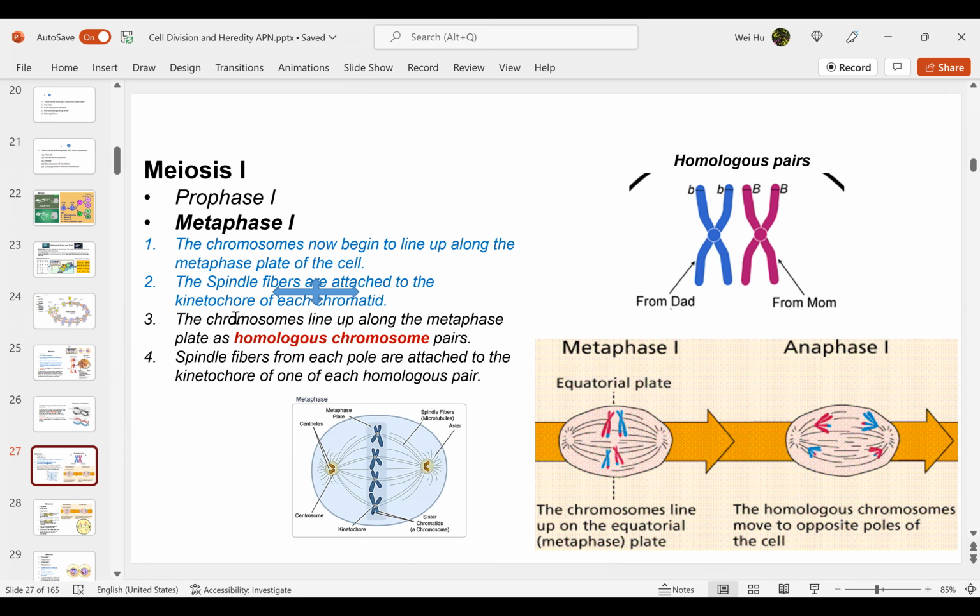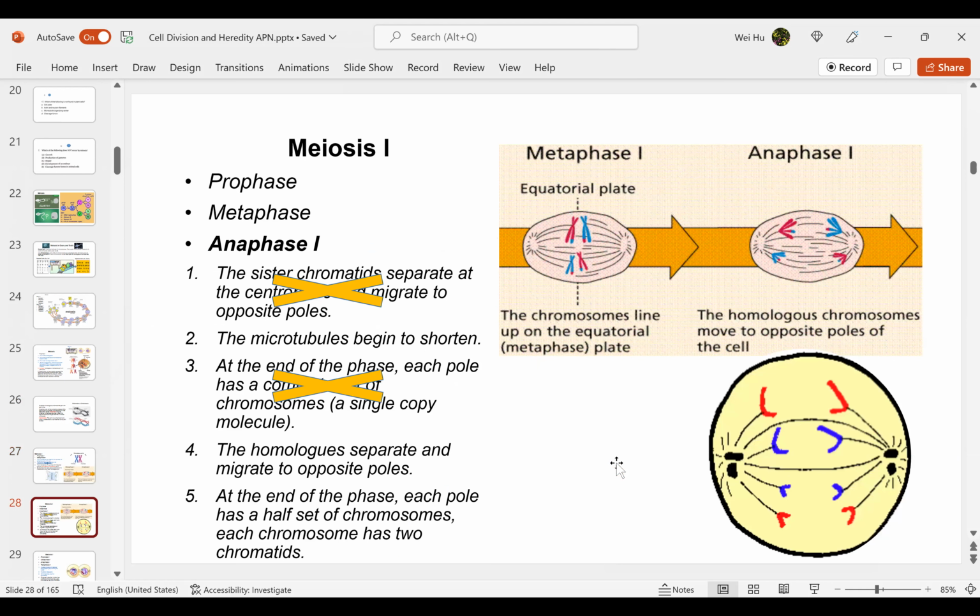So this is called homologous chromosome pairs, the pair. So anaphase, you can see here, the pair separate. The pair separate means that your mother's one separates from your dad's one. So the bottom picture is mitosis anaphase.